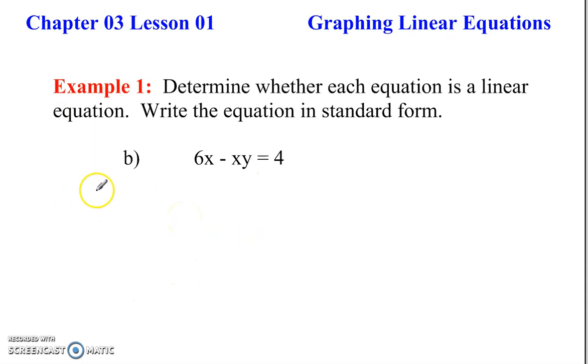Can we change this into standard form? No. X and y are being multiplied with each other, so I can't write that in the form of ax plus by equals c.